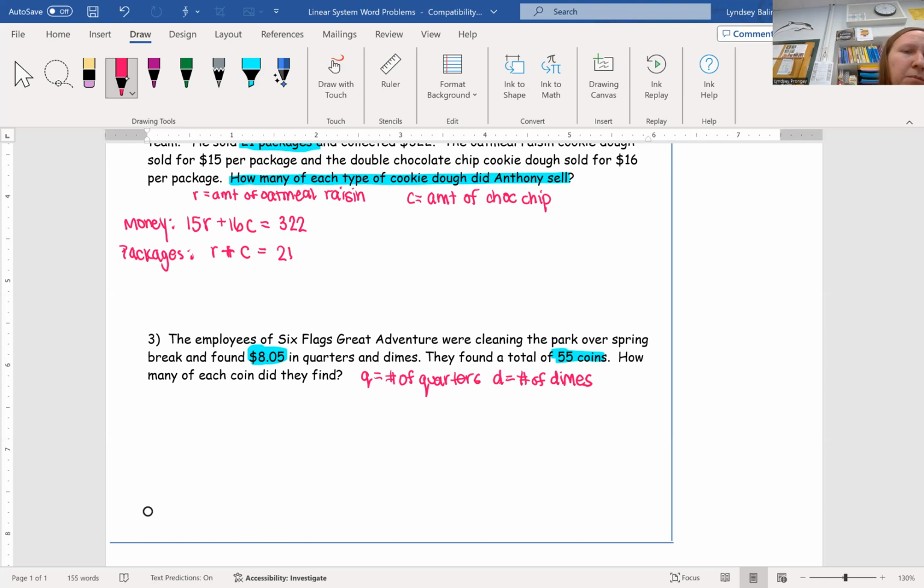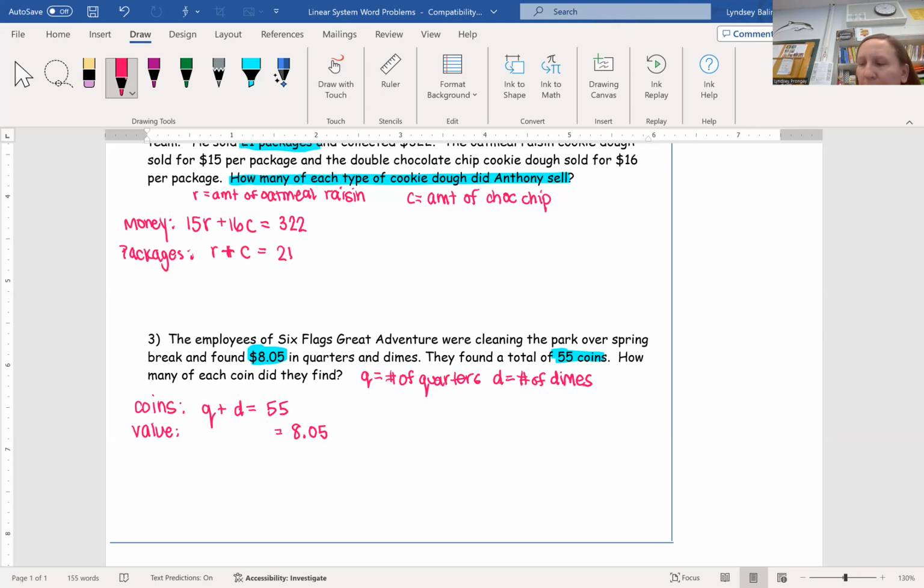So let's do the number of coins first. They found 55 of them. It was quarters and dimes. Our first equation is just going to be Q plus D equals 55. And then we have to talk about the value of those coins. So over on this side, I'm going to throw my $8.05. That's the total value of the coins.